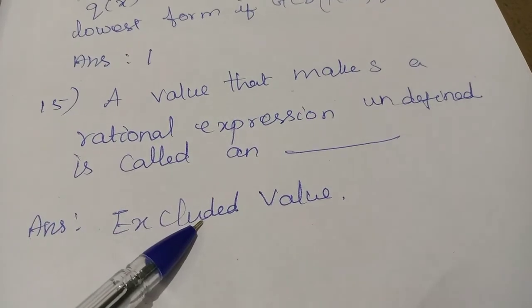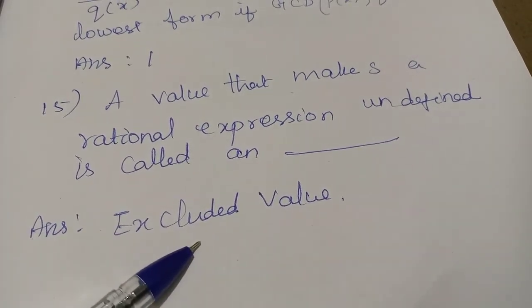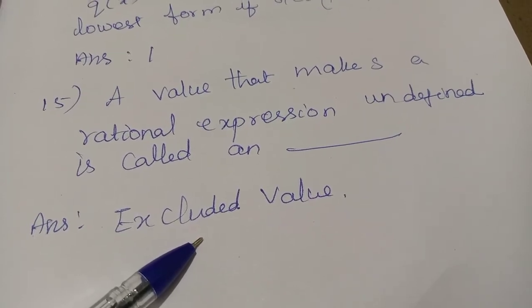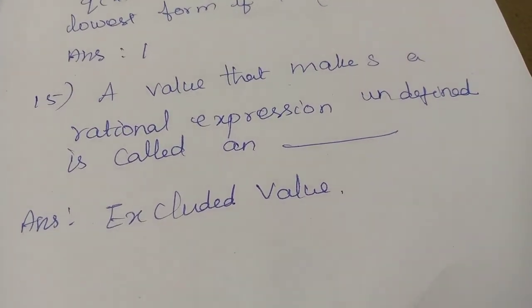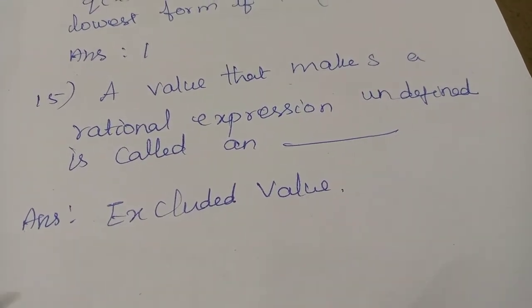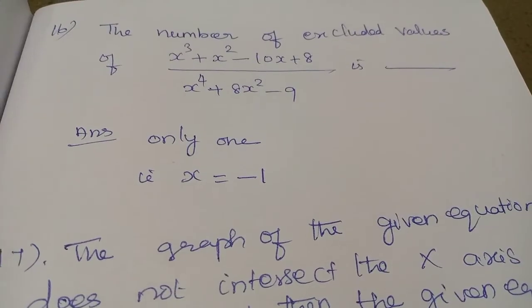What is meant by this? If the denominator term is 0, then the given expression becomes undefined. Then we can say that it is an excluded value. Come to the next question.